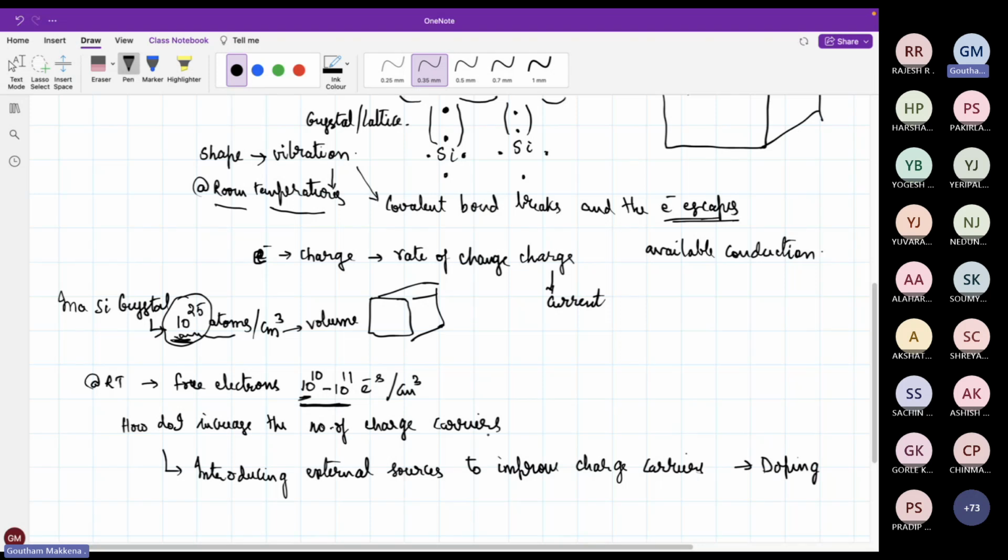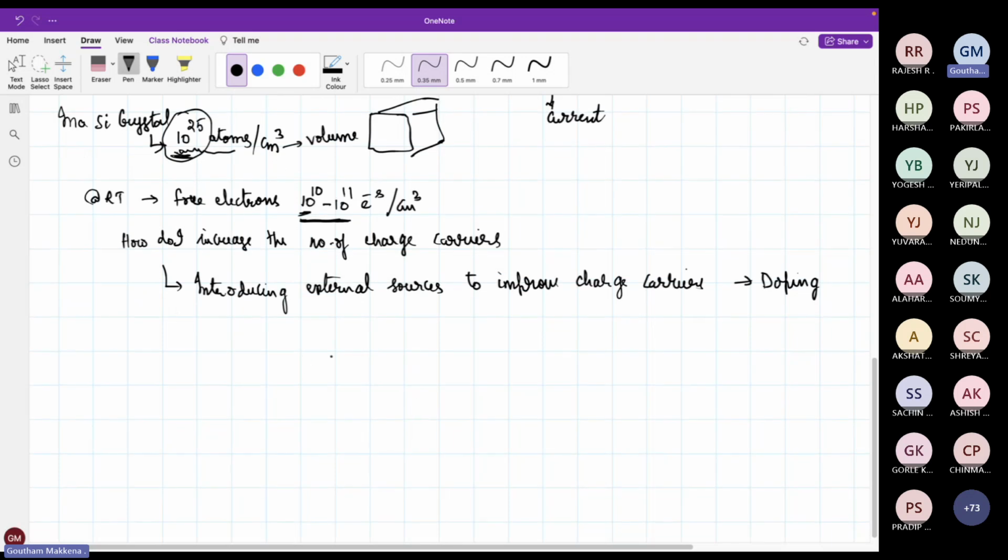So typically, what do we dope with? You want more number of electrons. So I know that phosphorus is an atom that has how many electrons in its valence band? 5. So it is a pentavalent atom. Phosphorus belongs to the fifth group in the atomic table. So it has 5 valence electrons. So I'll be typically introducing somewhere between 10 power 15 to 10 power 16 phosphorus atoms per centimeter cube.